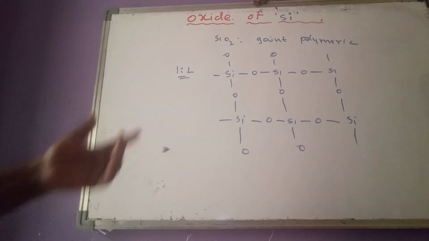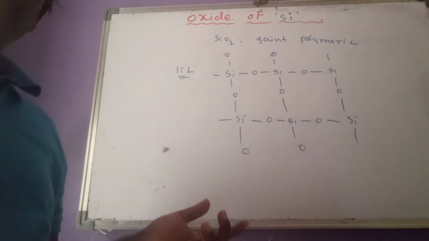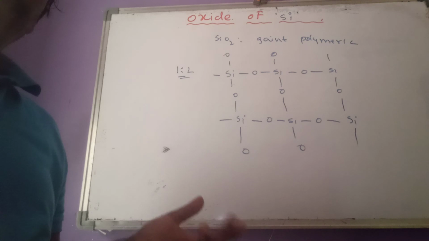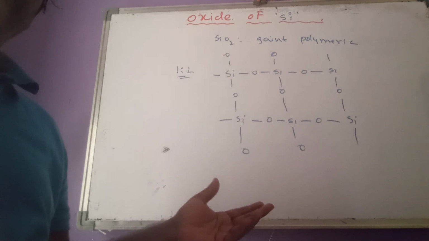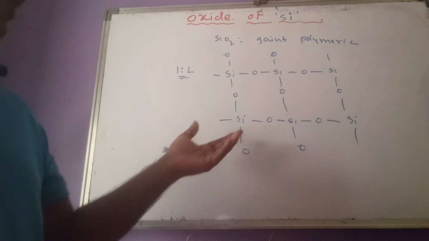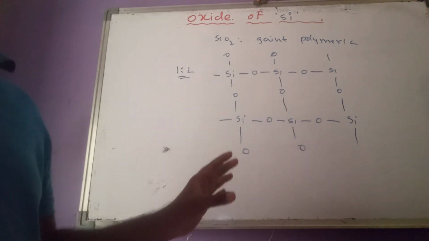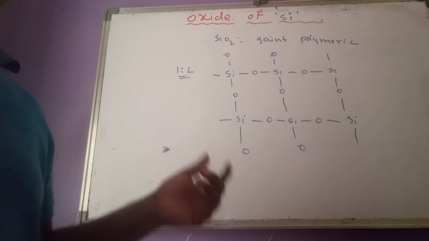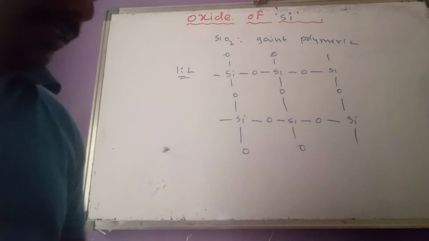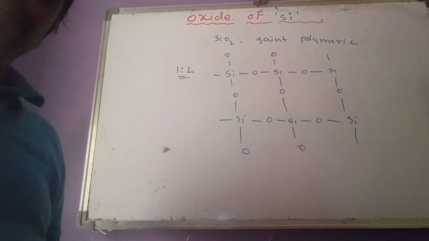And now let us see the uses of silica. Silica is mainly used as a building material. And it is used in the preparation of quartz glass. The major use is as a building material. Okay, this is regarding the oxides of carbon and silicon.